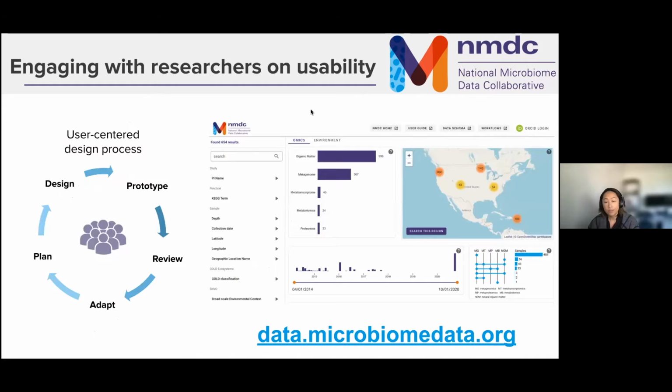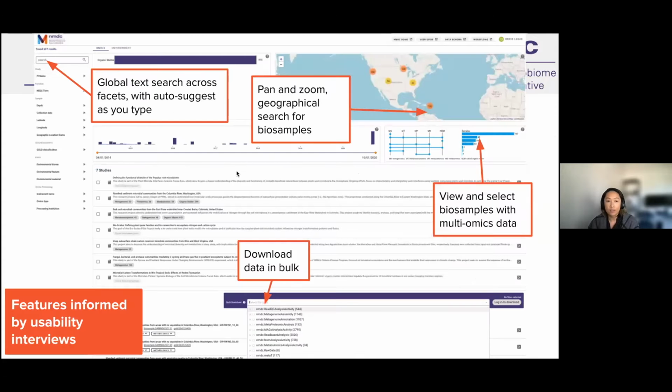For example, our data portal, which you can start exploring right now if you're interested at datamicrobiomedata.org, is a way that you can start discovering and exploring the data that we have available. Throughout this process of prototyping this website and this interface, we've sat down with researchers iteratively to explore how they're discovering data and to improve this process. We've gone through about 4 or 5 different rounds of usability testing. Our champions and our ambassadors have been actively involved with this. I'm really excited to share that a lot of the features that you'll see when you start exploring have been informed by our usability interviews.